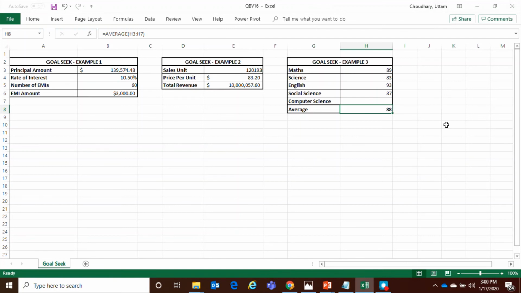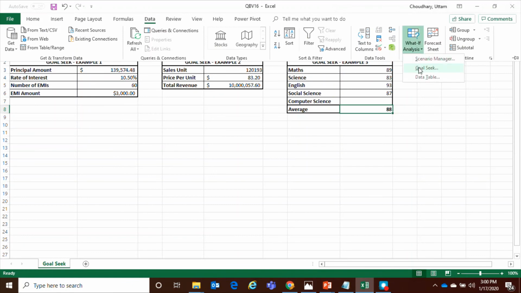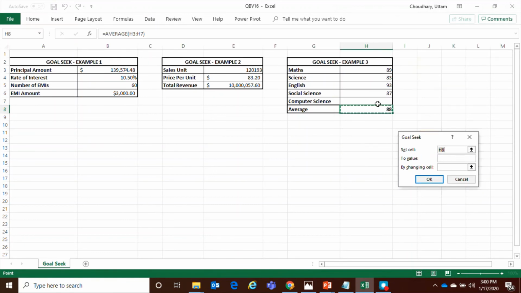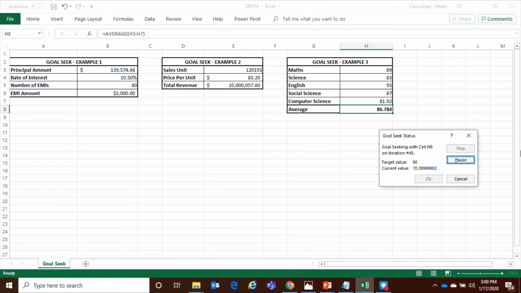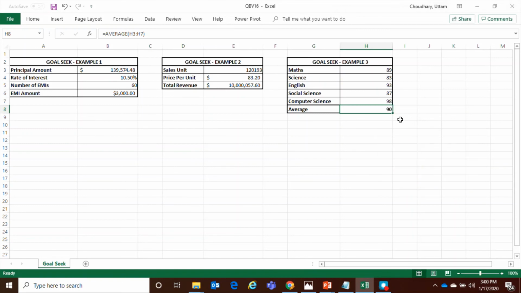We can use goal seek here to get him the answer. And how do we do that? Let's go here, and say: set cell to 90%. This is what I want, and I want this value by changing this value. If I do this, it will immediately calculate and let us know that, okay, to achieve this, you have to score 98% in computer science to get an overall average of 90%. It was just so quick.